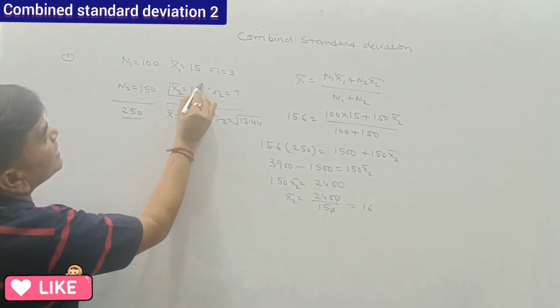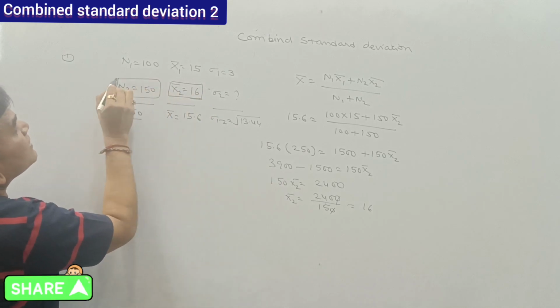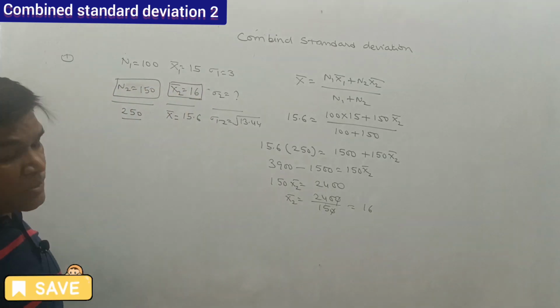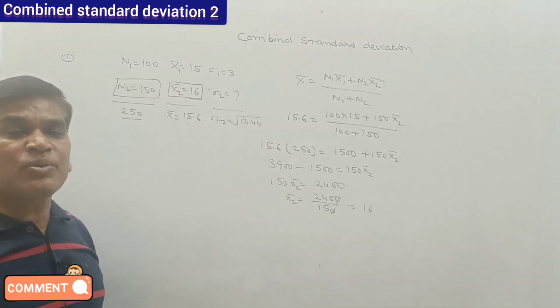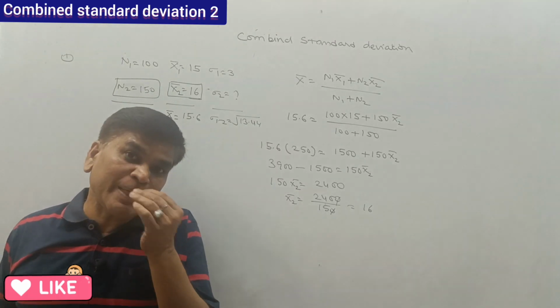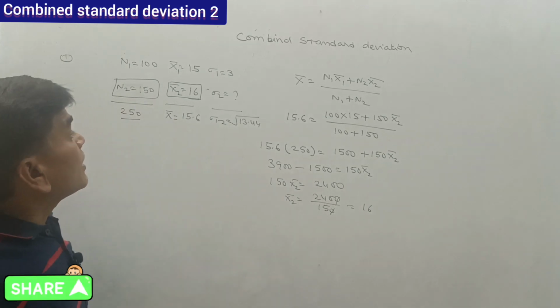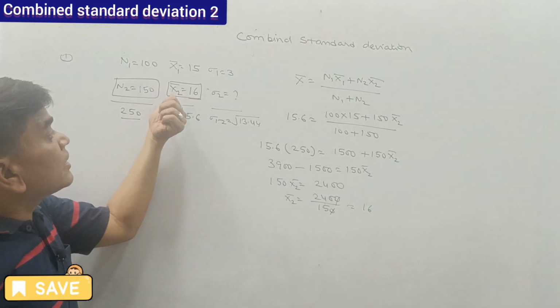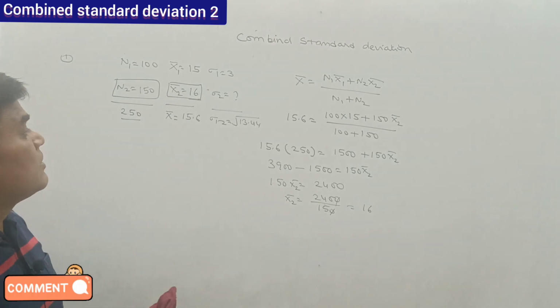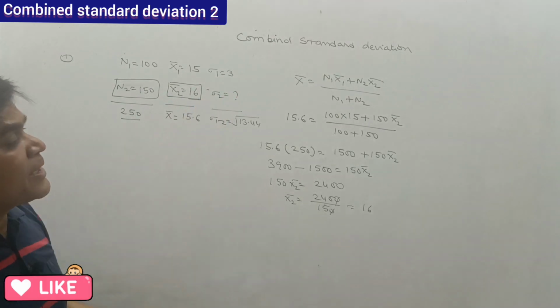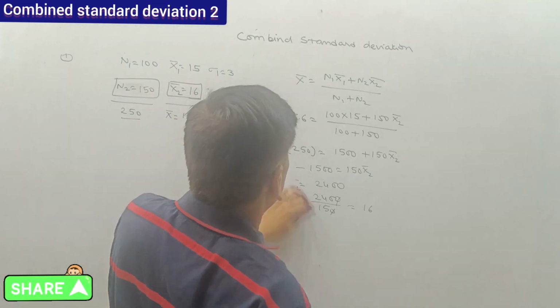So two things we have calculated. First, the value of N2 is 150. Second, the arithmetic mean of the second series is 16. Now we are to calculate the standard deviation of the second series.